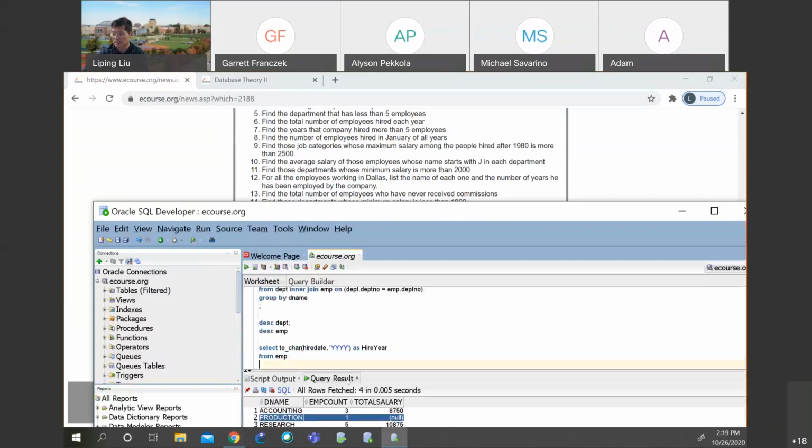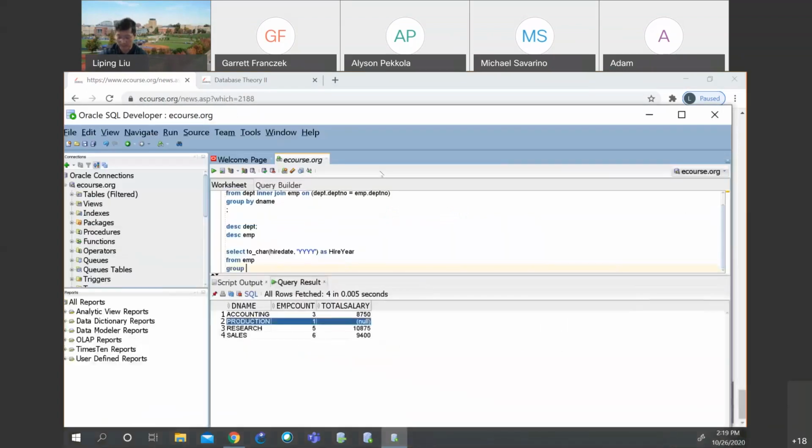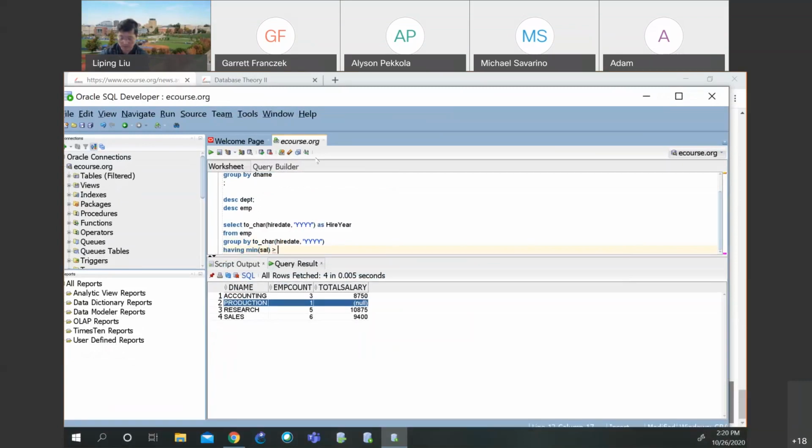So we do not need a where clause, but then we do need a group by. The reason for that is we are going to do statistics. We are going to do a minimum salary. So group by, and of course, in this case, you have to use TO_CHAR also, TO_CHAR hire date, and then YYYY. Okay. And then HAVING. So we're trying to do a minimum salary. Minimum salary is more than or less than? More than 1,000. So bigger than 1,000.